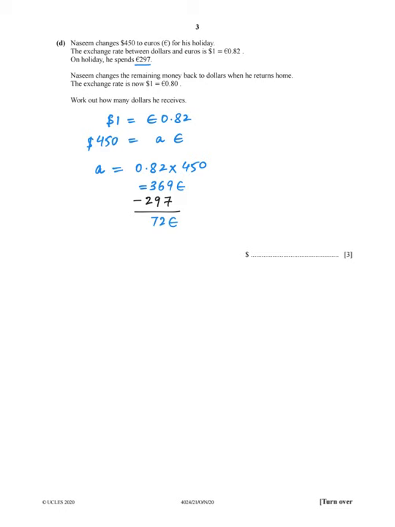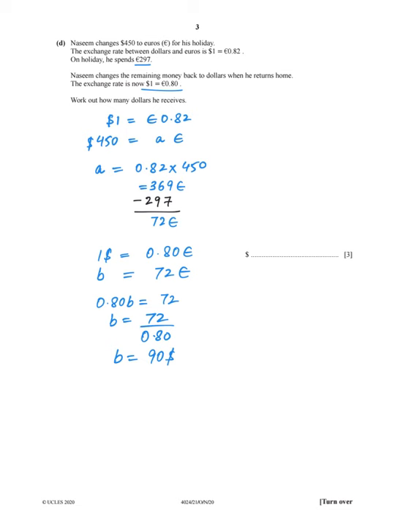Naseem changes the remaining back to dollars when he returns home. Now the exchange rate is $1 equals 0.80 euros. So he is saving 72 euros. What is the amount of dollars we need to find? So we need to do the cross multiplication. So that will be 0.80 B equals 72, and B equals 72 divided by 0.80. Alright, so that will be equal to 90. So that means now he has $90.